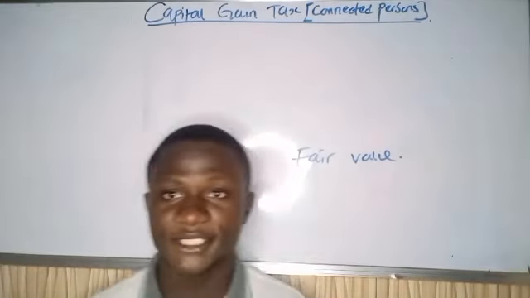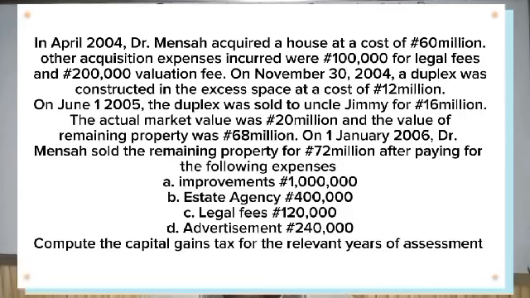So we have a question here, we'll read together and solve together. In April 2004, Dr. Mensah acquired a house at a cost of 60 million naira. Other acquisition expenses incurred were 100,000 naira for legal fees and 200,000 naira for valuation fee.